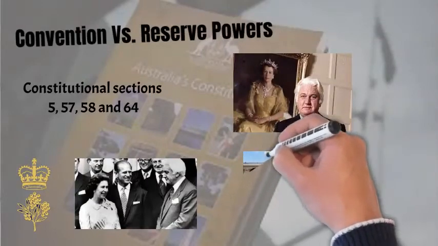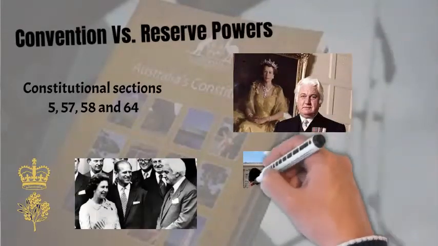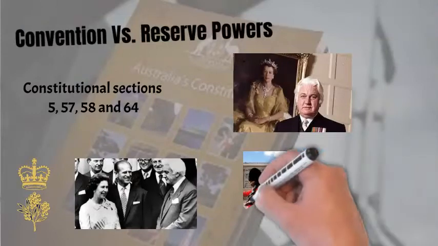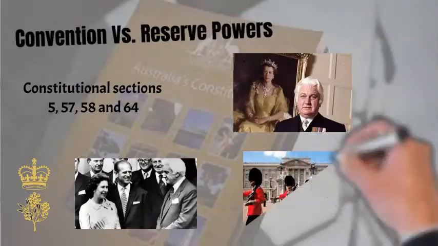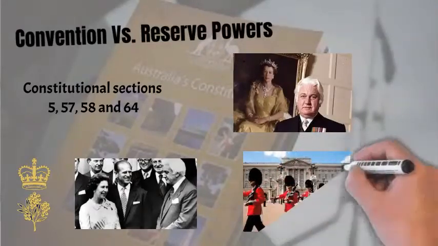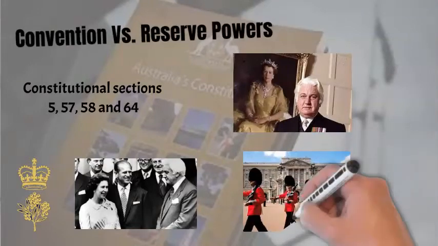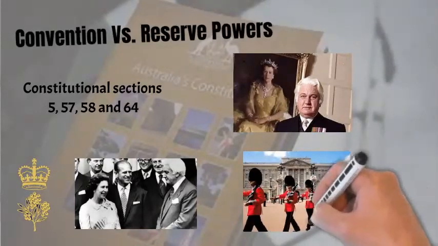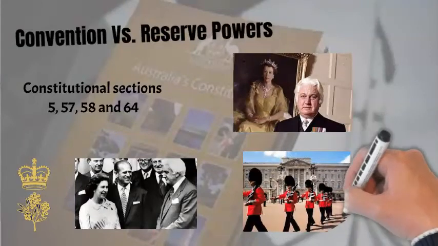These have become of use over time through convention. The problem lies in inconsistencies or differences between the reserve powers and convention. The Governor-General, by convention, is to act on the advice of the Prime Minister.